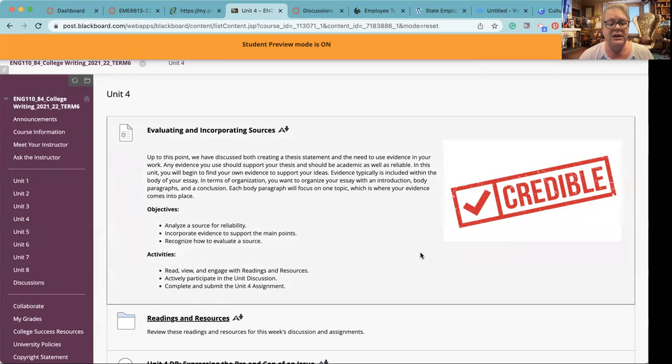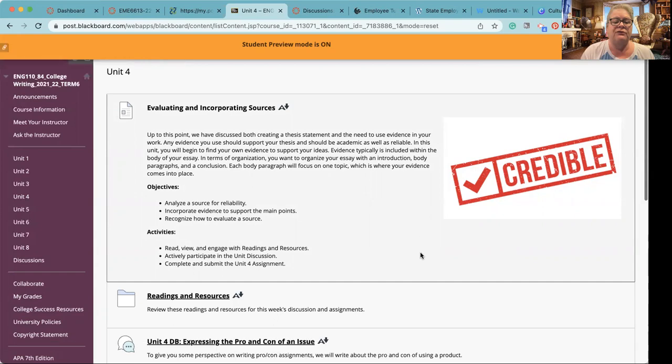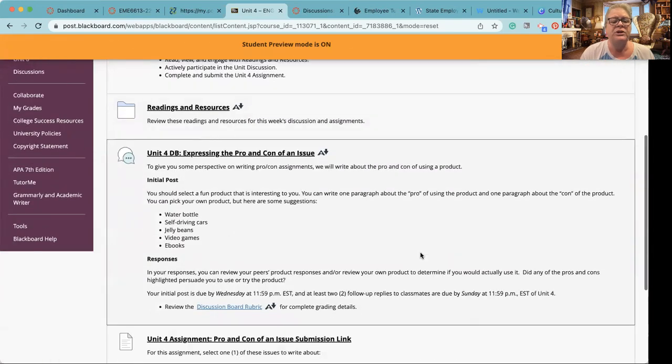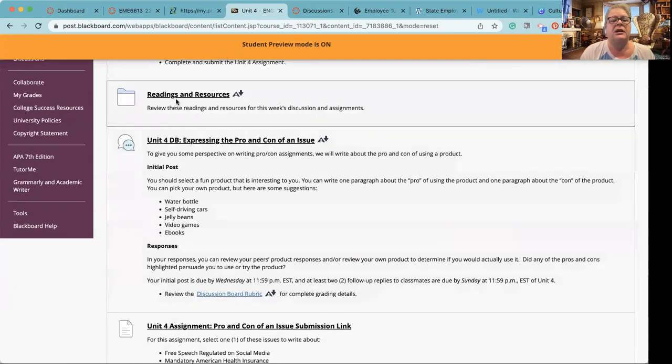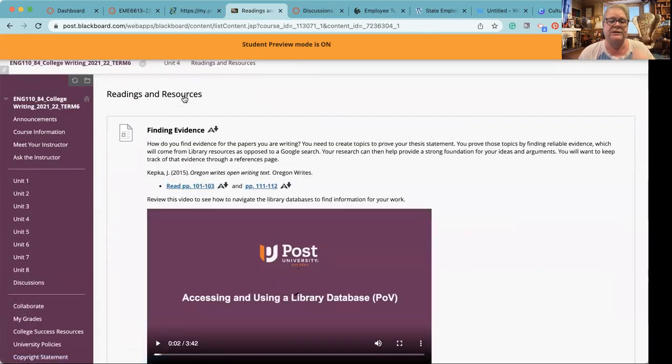In terms of activities, obviously there's going to be readings and resources for you to view and read. There's going to be a unit discussion and of course the unit four assignment, which is the pro and con paragraph assignment. So let's take a look first at the readings and resources.